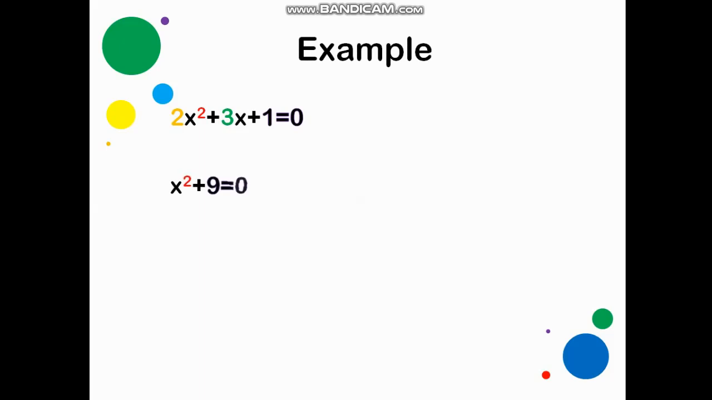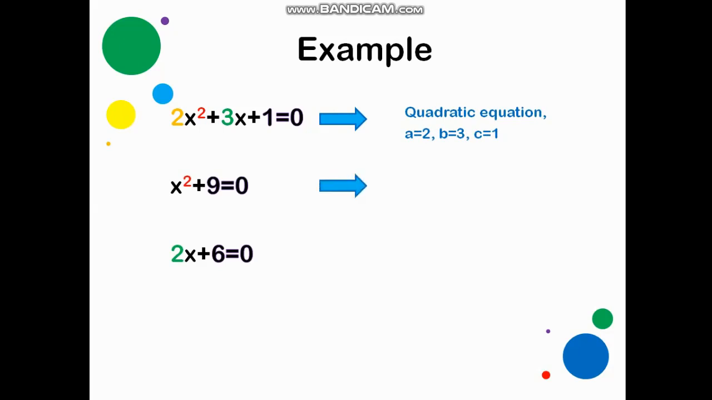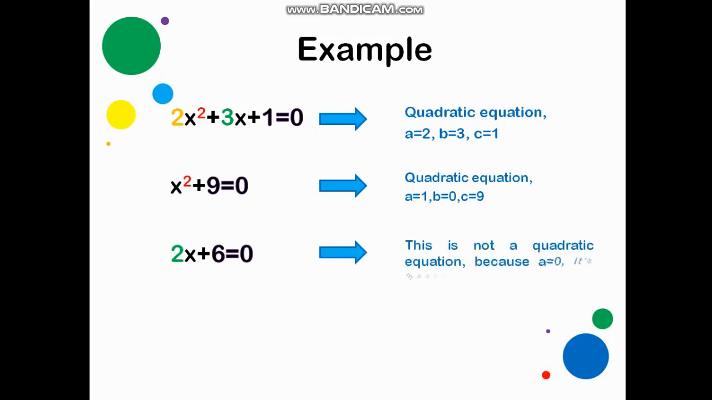The examples of quadratic equation: first, 2x squared plus 3x plus 1 equal to 0. This is a quadratic equation because a is 2, b is 3, and c is 1. Second, x squared plus 9 equal to 0. This is also an example of quadratic equation. A is 1, b is 0, and c is 9.